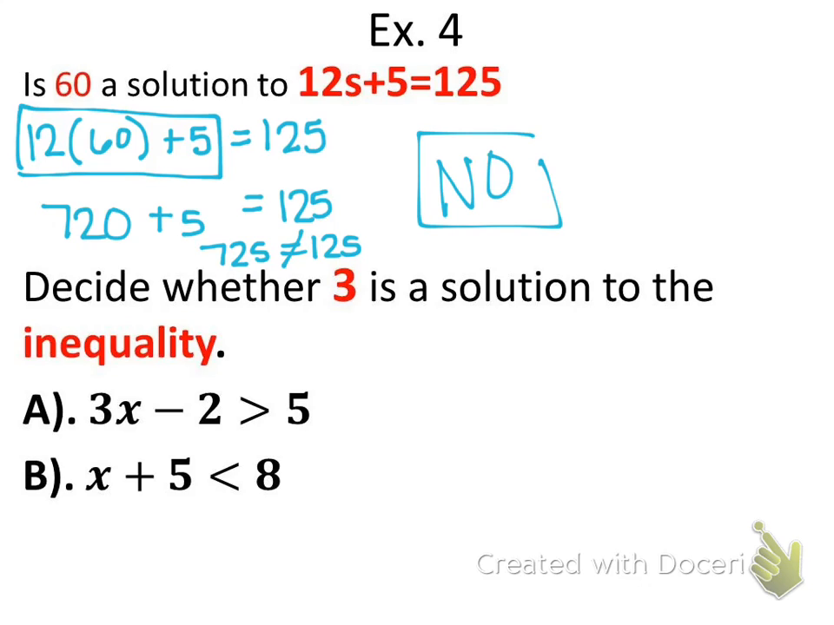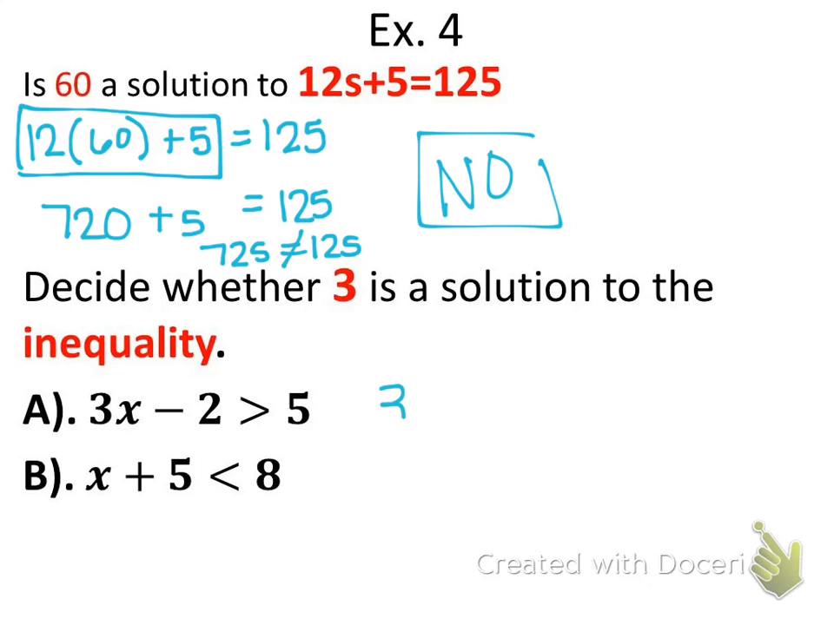Okay? Now the next problem, they want me to decide whether 3 is a solution to each of these inequalities. Now the inequality means I have a greater than or less than sign. And it's not going to be the same as an equation, because on an equation, if I do not get the exact number that I have on the other side, then it's definitely not a solution. But when I have an inequality, you have to check, is 2 less than 5? Yeah, so that's a solution. It doesn't have to be equal. So let's plug in the number 3 for our variable and see if it's a solution.